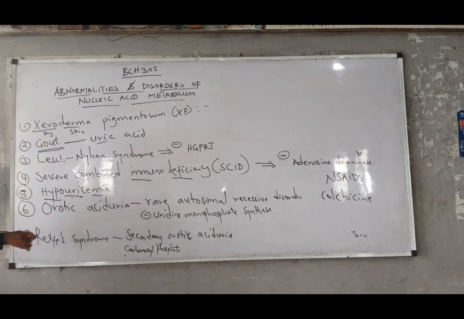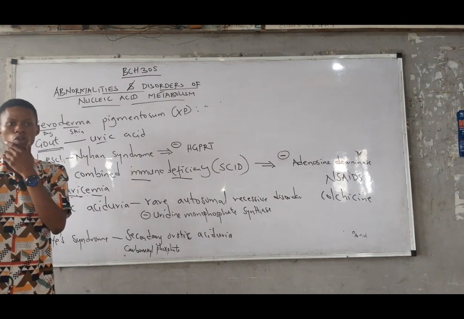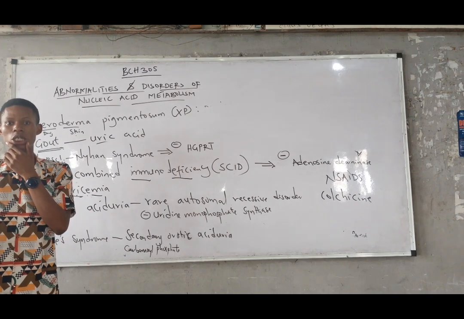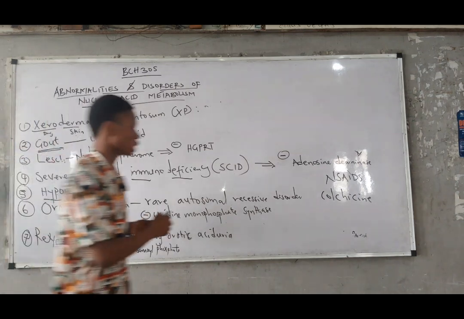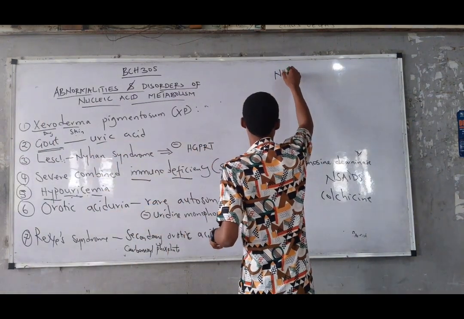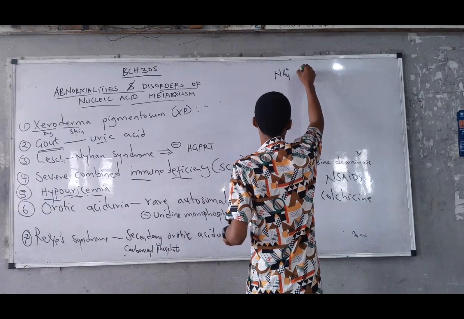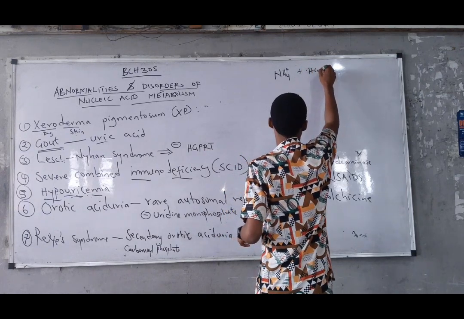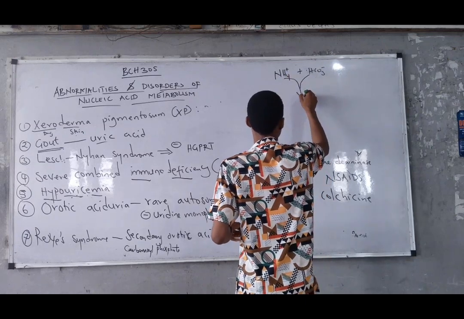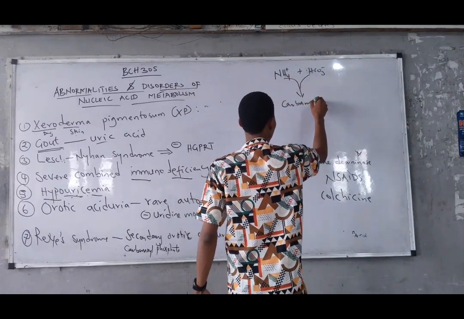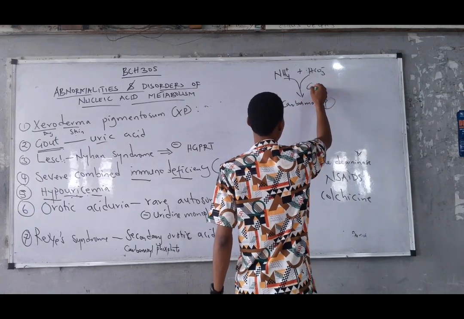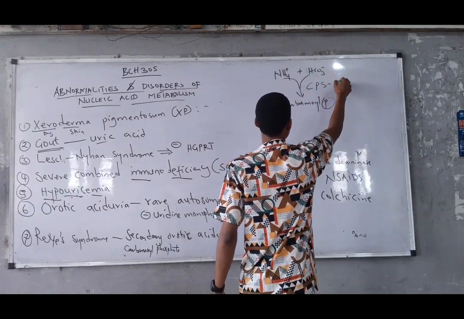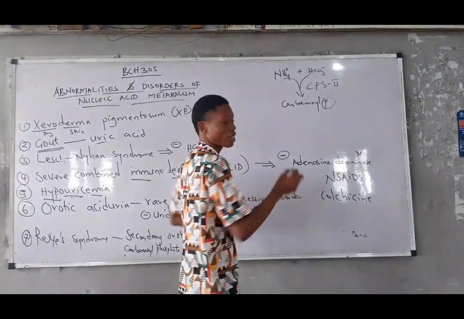Now, the next thing there is orotic aciduria. Orotic acid is found in what pathway? Pyrimidine synthesis, right? Now, in pyrimidine synthesis, we started with the amino group from glutamine, right? It combines with bicarbonate to form what? Carbamoyl phosphate. Catalyzed by what? Carbamoyl phosphate synthetase 2, right? Good. Now, carbamoyl phosphate was converted to what?